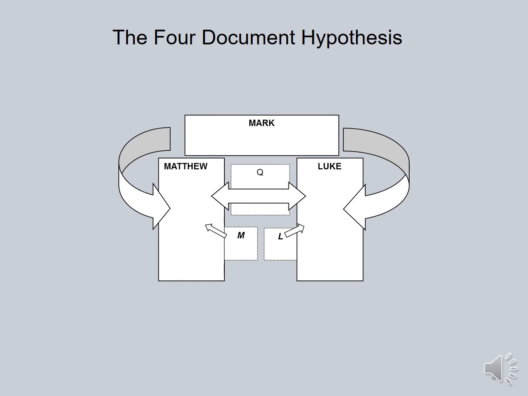And then some other sources need to be discussed in the four-document hypothesis. One is called M. That would be material only found in Matthew. And the other is called L, material only found in Luke. Q is a hypothetical source that Matthew and Luke both used. They had it in common. But Matthew didn't know Luke's gospel, and Luke didn't know Matthew's gospel. So Matthew and Luke used Q independently, just as they used Mark's gospel independently as a source.